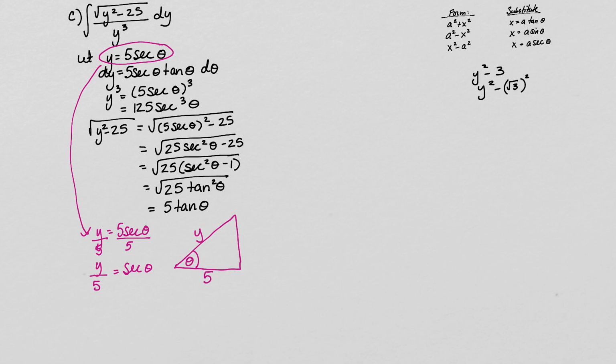And then again, use the Pythagorean theorem, a squared plus b squared equals c squared, right? So 5 squared plus b squared equals y squared. So b squared is going to be y squared minus 25. So this side's going to be the square root of y squared minus 25. Questions?